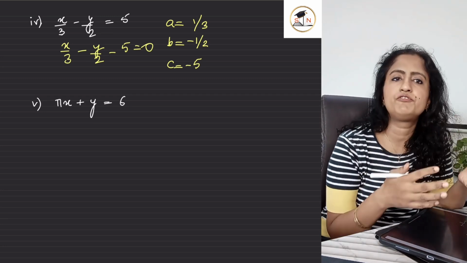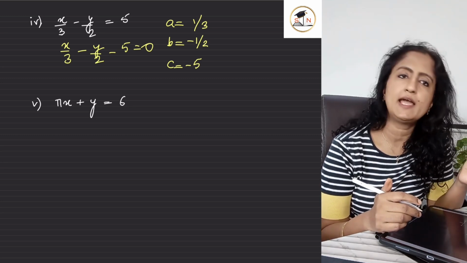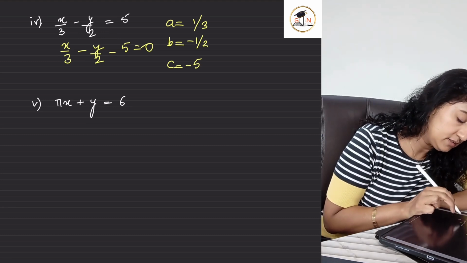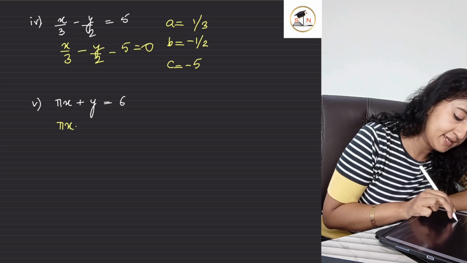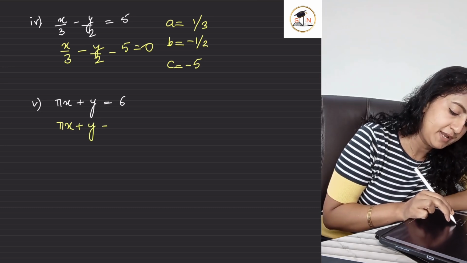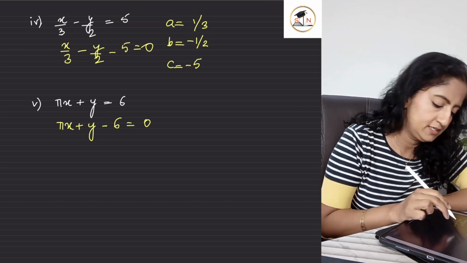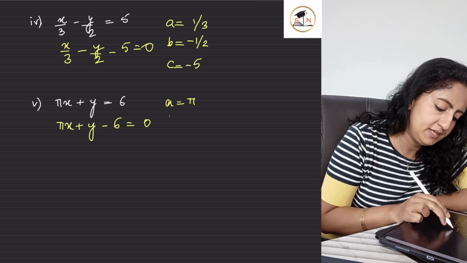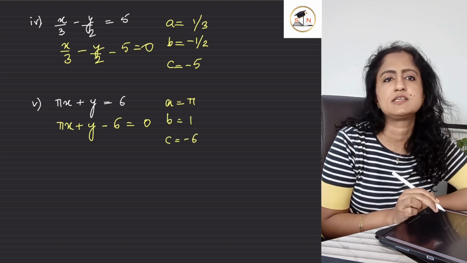But the coefficient of x and y can be any real number. That means it can be pi as well. Okay. So first converting this into the standard form gives us pi x plus y minus 6 equals 0. This is the standard form, right? So what is A? A is pi, B is 1, and C is negative 6.